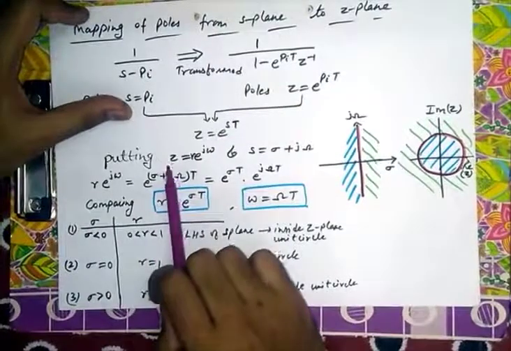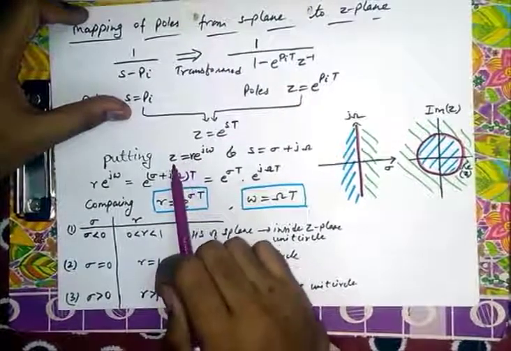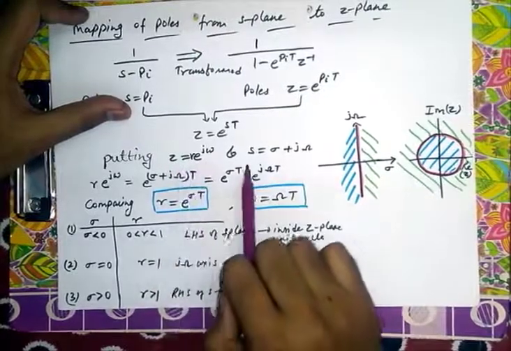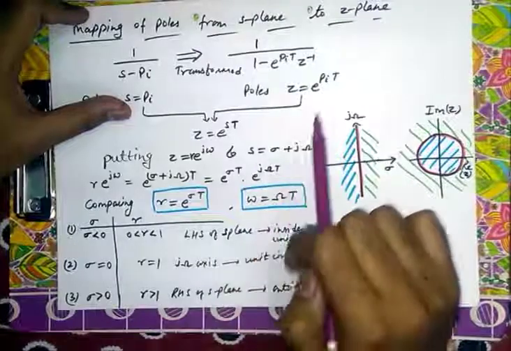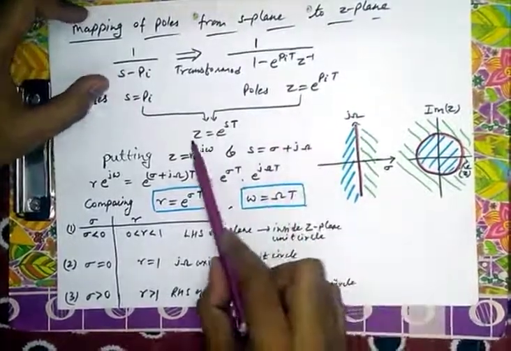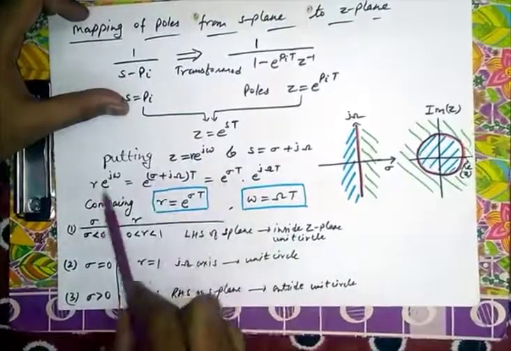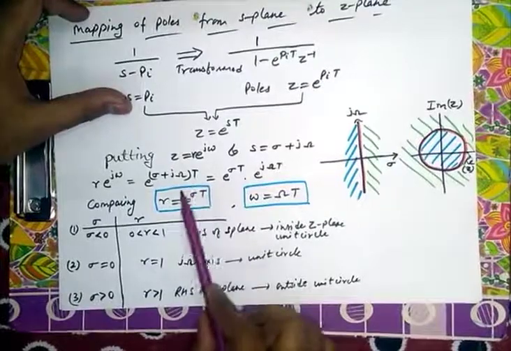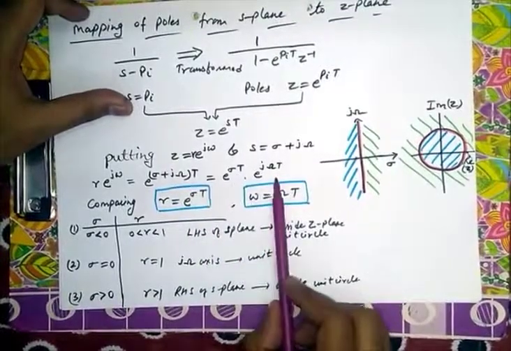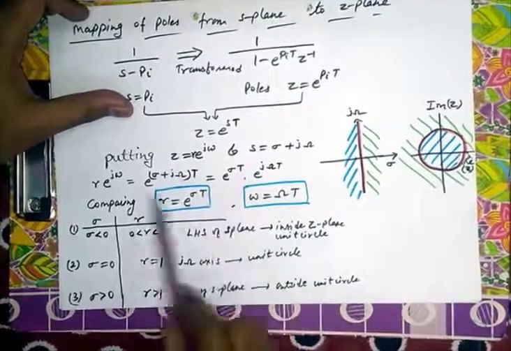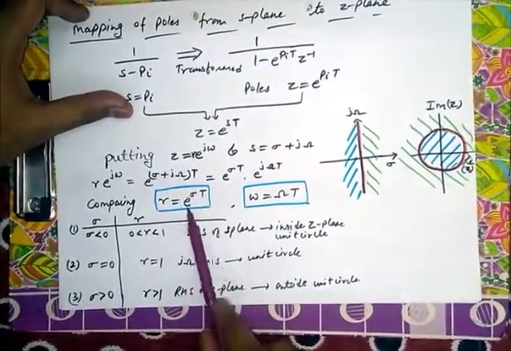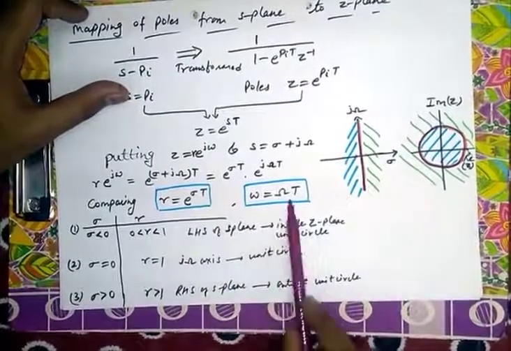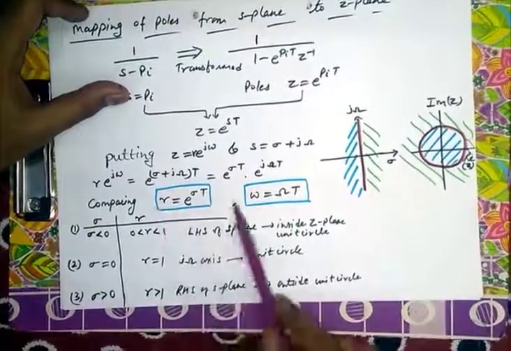Now further, putting z equal to, suppose we know the characteristics from the first slide, that z is equal to r e raised to power j omega for the z domain, and for the s domain it is sigma plus j Omega. Putting this value in this equation, that is r e raised to power j omega equals e raised to power (sigma plus j Omega) into T, and segregating real and imaginary parts and comparing them, we have the result r equal to e raised to power sigma T, omega is equal to Omega T. This is known as mapping, that one domain is mapped into another domain.